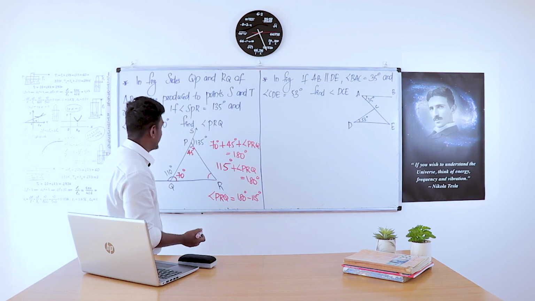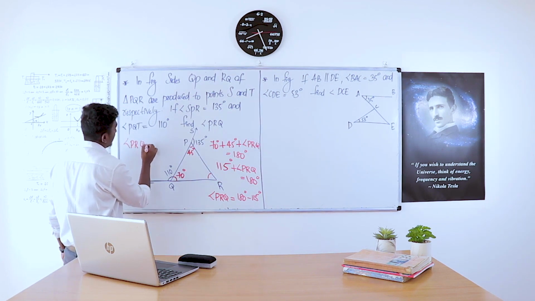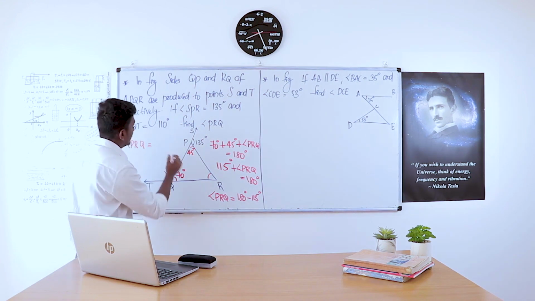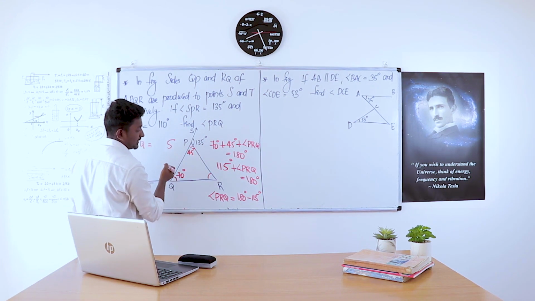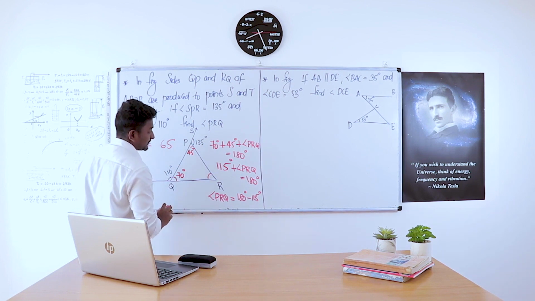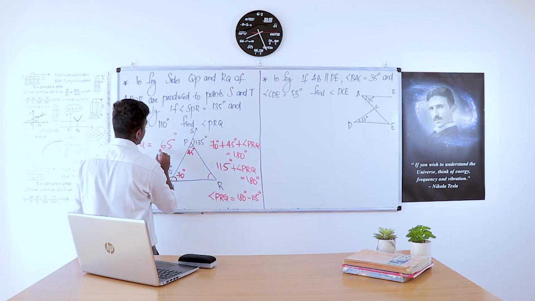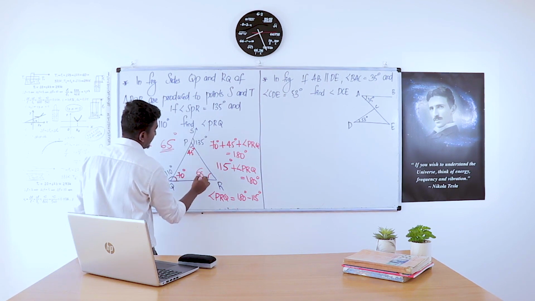180 degrees minus 115 degrees gives angle PRQ. 10 minus 5 is 5, then 10 minus 1 is 9, 17 minus 1 is 6... that is 65 degrees. It is 65 degrees.